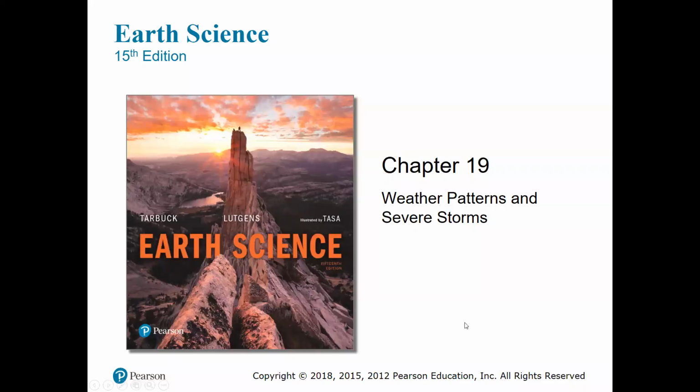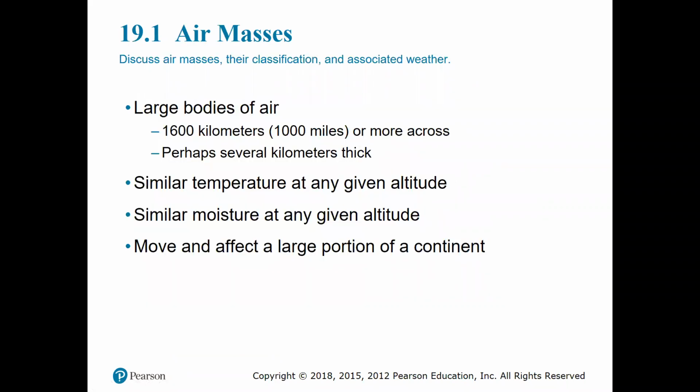In Chapter 19, we're going to continue our study of the atmosphere and take a look at weather patterns and then study some of the severe weather patterns: thunderstorms, tornadoes, and hurricanes. So, in order to understand where our day to day weather comes from, we first have to look at air masses.